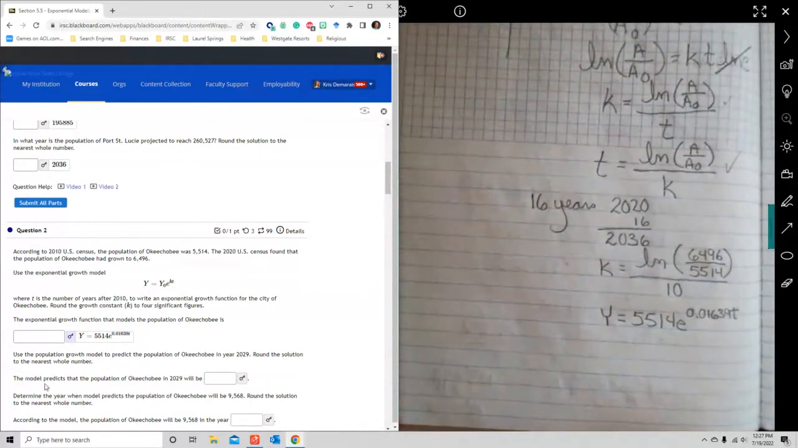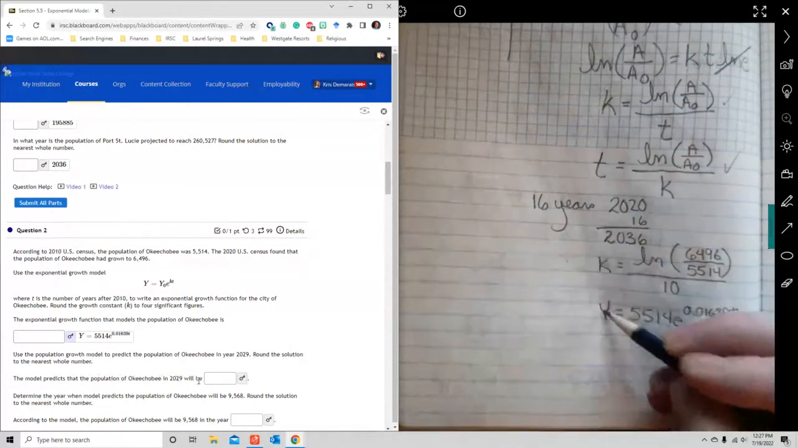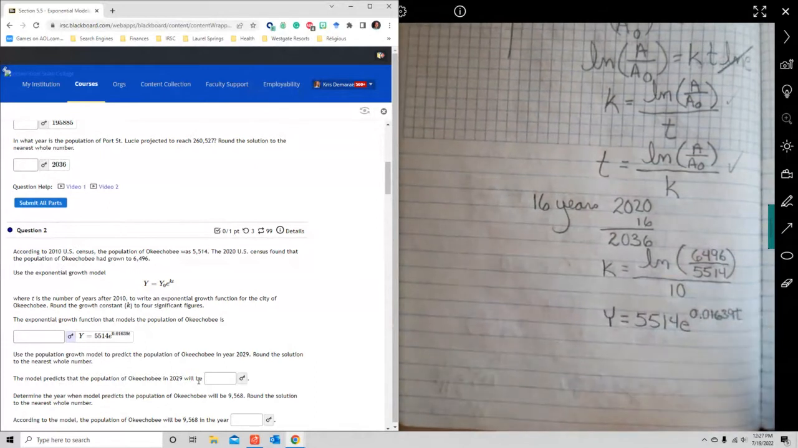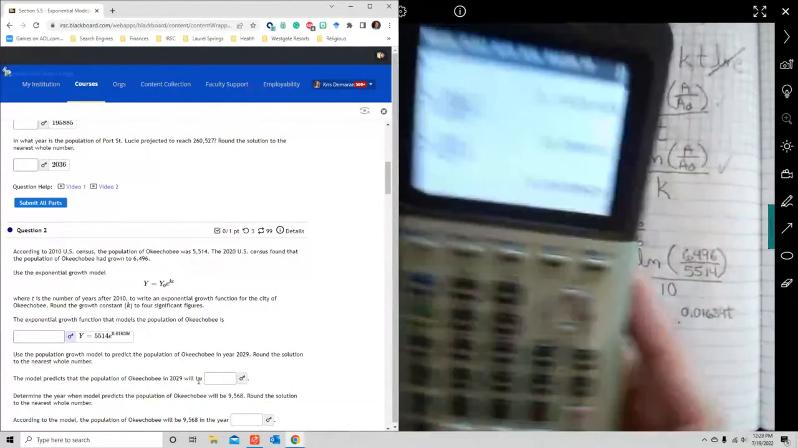The model predicts the population of Okeechobee in 2029, starting from the initial value of population. We're looking at a future projection. How much time is that from 2010? We're looking at 19 years from that time period, so we can put in t as 19 and get our answer.